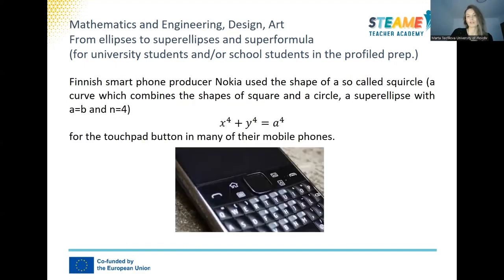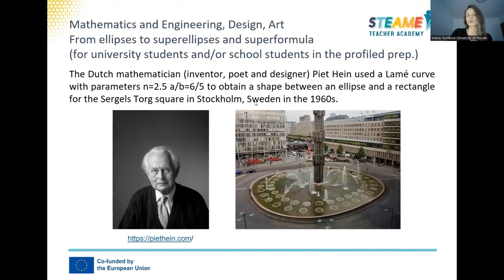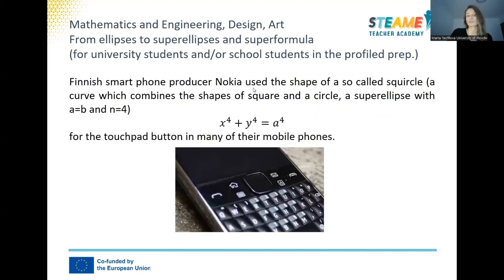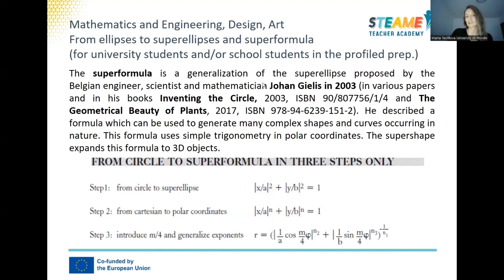And this equation of a Lamé curve was also used by the Finnish smartphone producer Nokia to shape the central button of their mobile phones. Further, the formula of the so-called super ellipse, incorporating the ellipse and the rectangle, was generalized by another mathematician, engineer and biologist, Johan Gielis. You can read about this in two of his books, Inventing the Circle and The Geometrical Beauty of Plants. Here is the formula of the super ellipse.